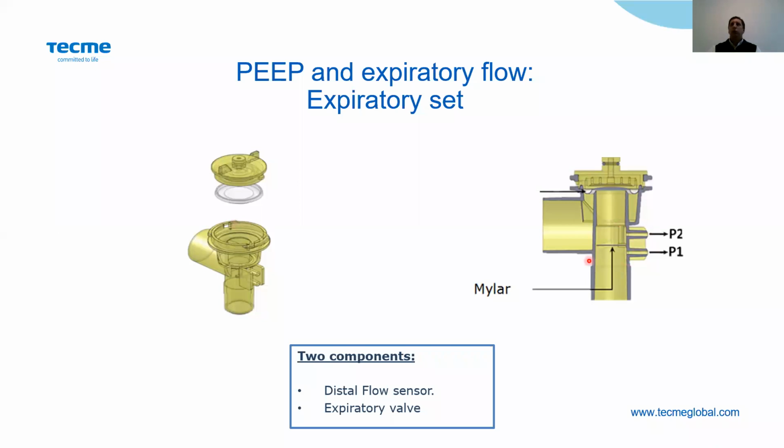To do this measurement, there is a thin mylar or lamina between these two hoses, P2 and P1, that is very thin. When the patient exhales, this lamina or mylar is going to move and is going to make a resistance. It is very important to take care of this mylar. If this mylar is not there, the machine will not be able to measure properly the flow.